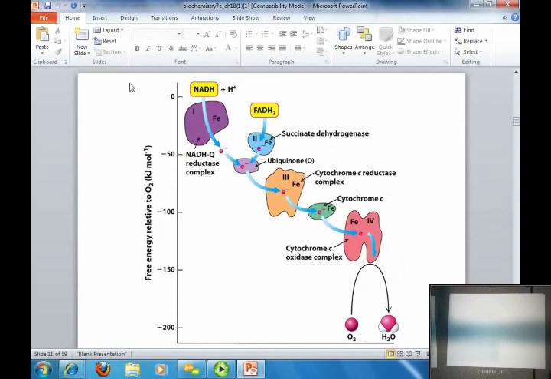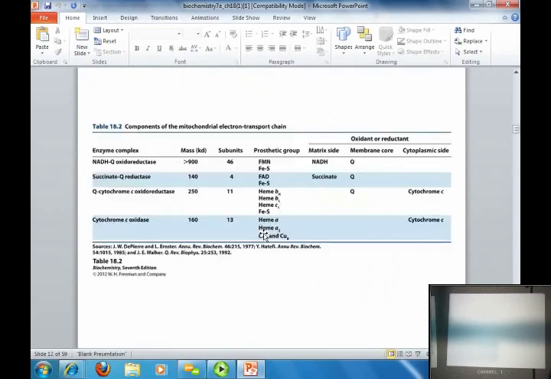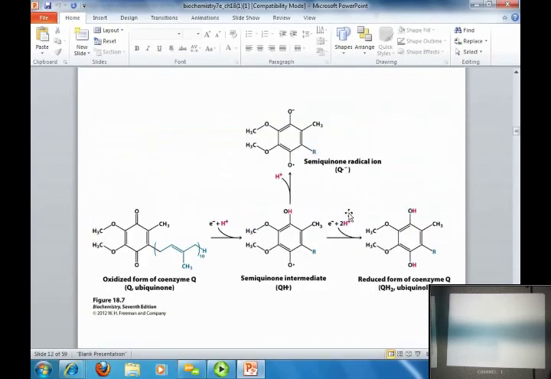Oxygen is being reduced. So when the electrons are moving from higher energy level to the lower energy level, the electrons are released and the ATP is being synthesized. That's what the free energy graph shows here. Okay. So these are the prosthetic groups and the succinate dehydrogenase, all the system here, complexes. And where the cytoplasmic side and the membrane core are. You can see the quinones are there.